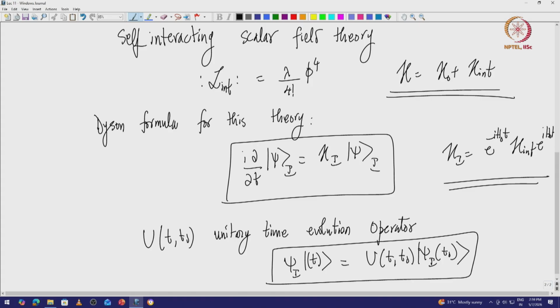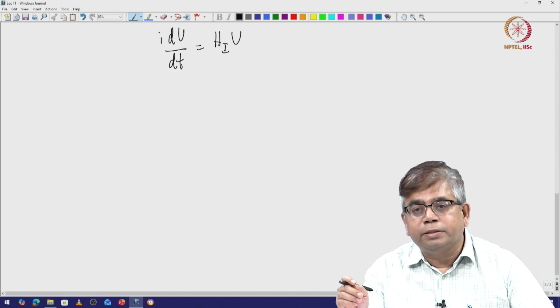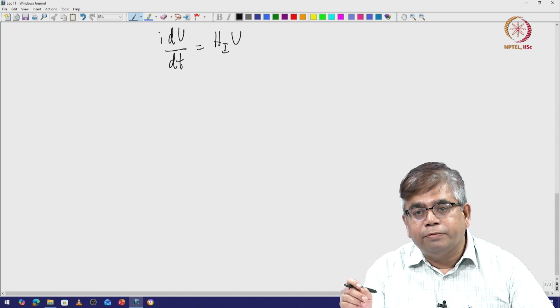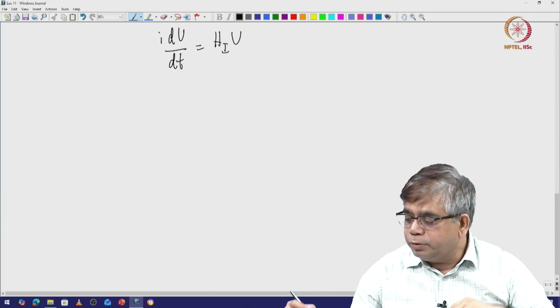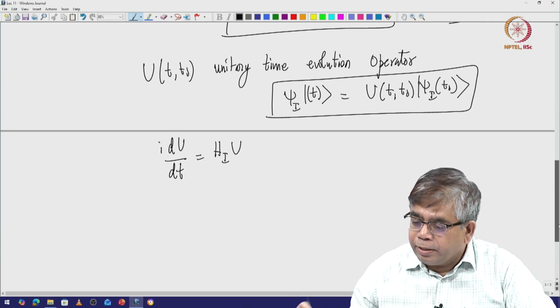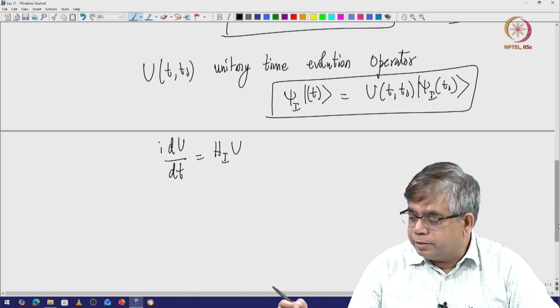And then, just a revision of last time, dU by dt is equal to H I of U, and this is precisely what we were trying to solve essentially. So we wanted an expression for U as it evolves in time, so that I can plug this expression back into this, and then I get this evolution of the state essentially.